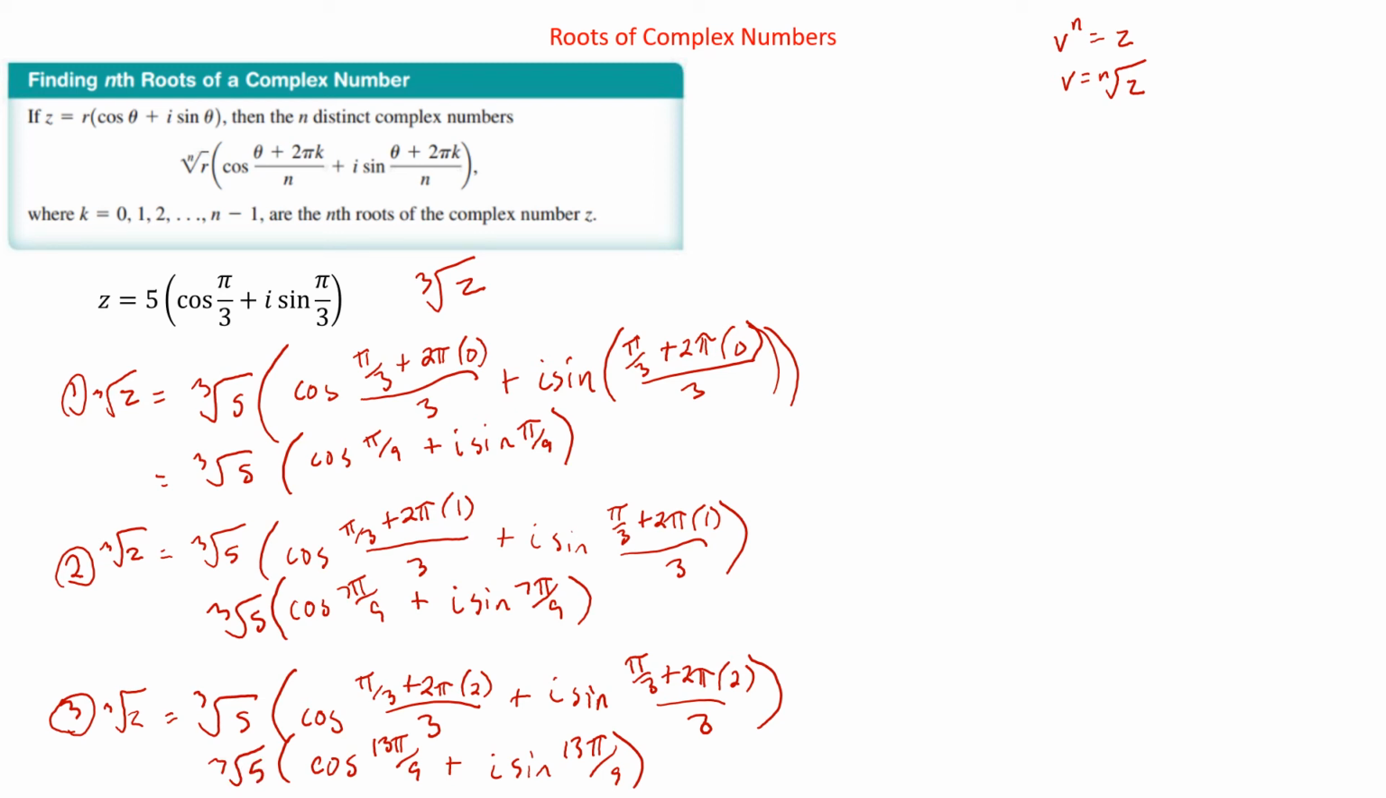And those are our 3 distinct complex roots. If we cubed each of those things, we would get back to that 5 cosine pi over 3 plus I sine pi over 3. And so that's the process.